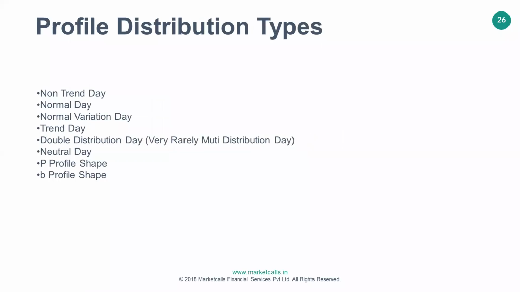So the profile distribution, there are many different profile types you can see, but repeatedly it comes under this classification: a non-trend day, normal variation day, trend day, double distribution day, neutral day, P-shaped profile or a B-shaped profile. And each profile distribution has a different set of meaning.